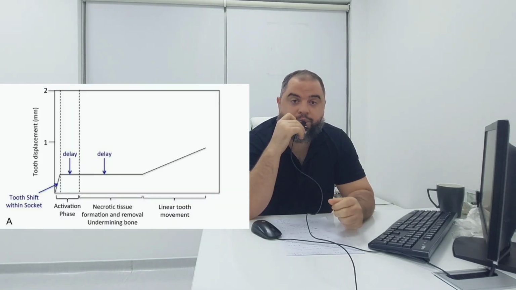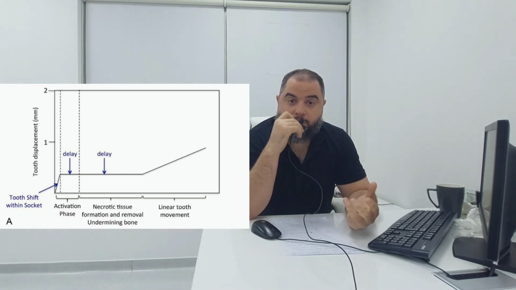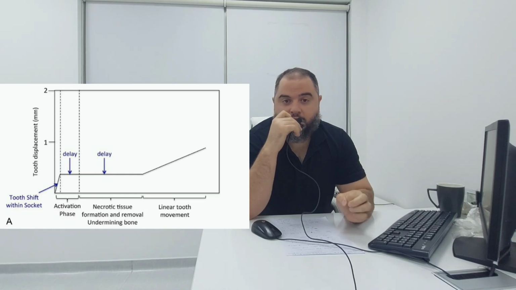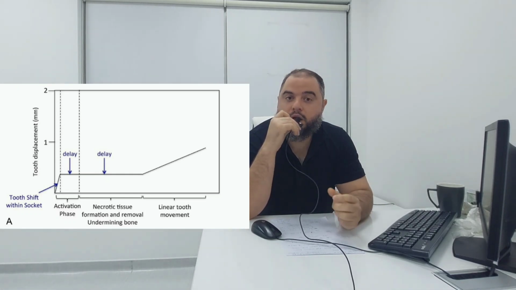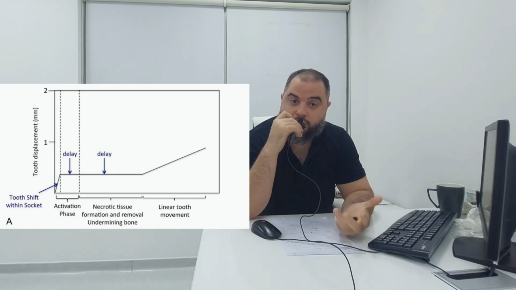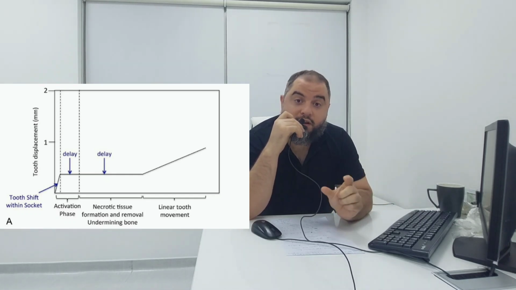On the other hand, option B, a heavy force. When we have a heavy force, this delay will last for several days, many days. Why? Because the blood capillaries are closed. When the blood capillaries are closed, necrotic tissue will start to form, so there will be necrosis there. After several days, then we have a linear tooth movement.